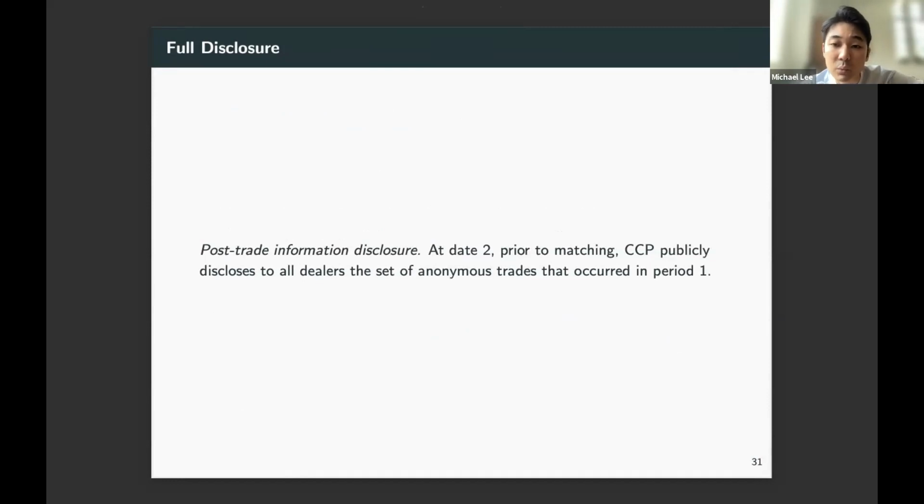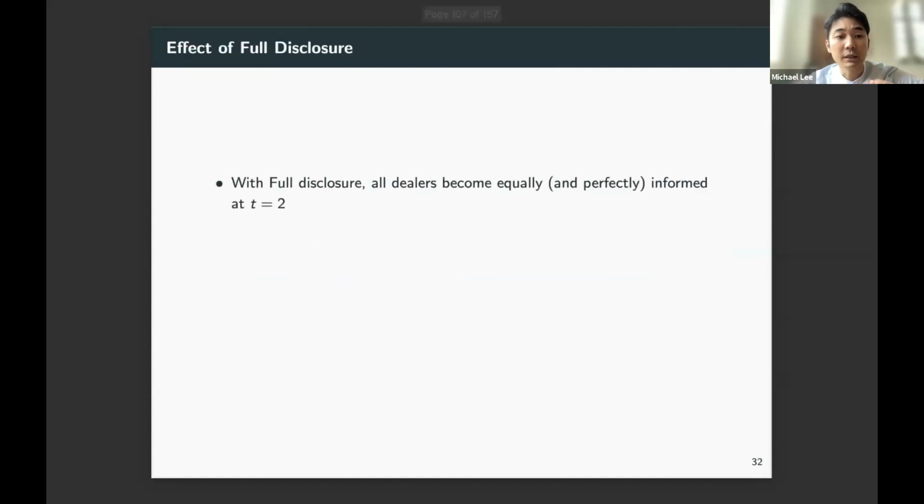Let's consider the case where they publicly disclose all the sets of anonymous trades that have occurred in period 1. So all these dealers have made their markets, they submit their trades, and now they can observe the volume of trades that are happening in the market. Given our model, with this full disclosure where all dealers become equally informed about these trades, they can also perfectly infer the value of V. It's because we have a measure of trades, so that's enough information for them to know exactly what the value of V is, whether it's high or low.